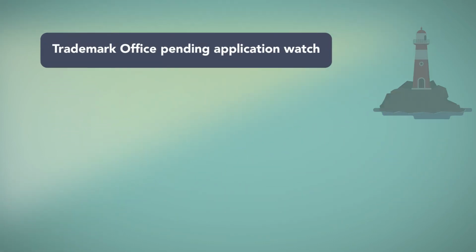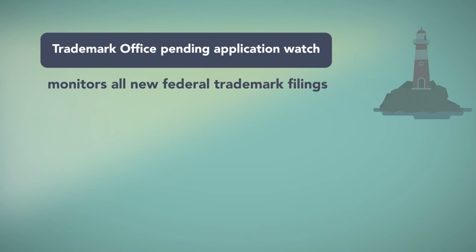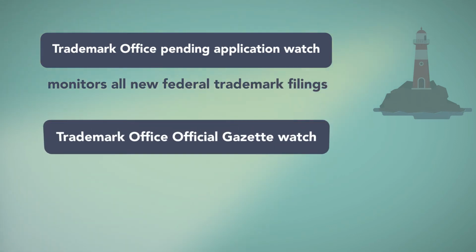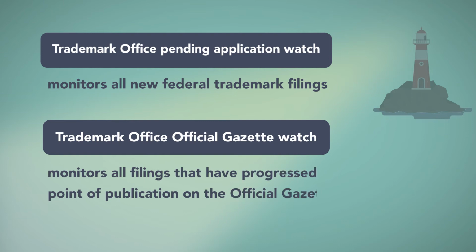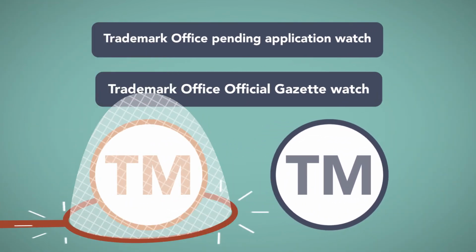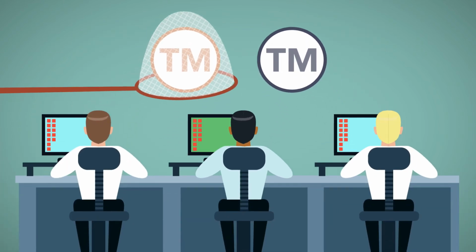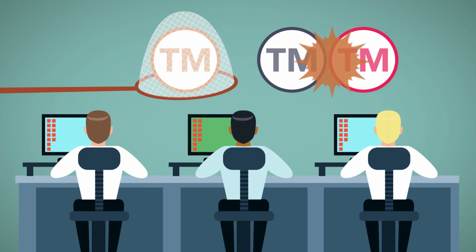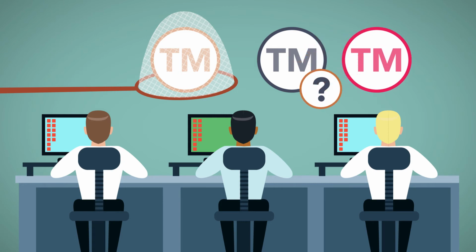A Trademark Office Pending Application Watch monitors all new federal trademark filings, and a Trademark Office Official Gazette Watch monitors all filings that have progressed to the point of publication on the Official Gazette. Both of these watches can provide trademark owners with the opportunity to catch trademarks that conflict with their own. Although trademark examiners are usually fairly competent at catching some conflicts, they do not catch everything, and they might not fully understand why a potentially conflicting mark should not be registered.